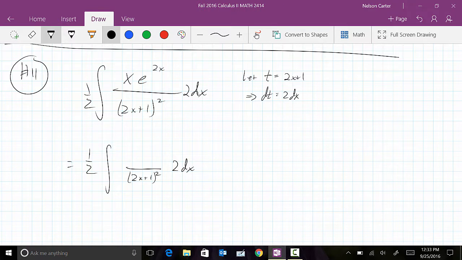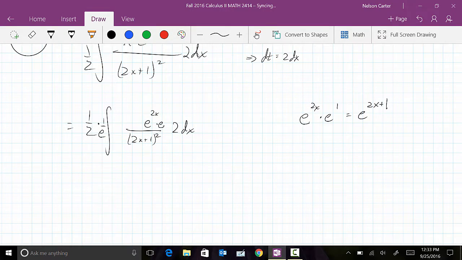Now the question is, what about the rest of this stuff? How am I going to do that? Because I've got an e to the power 2x. Well, I could multiply this by e, and then multiply this by 1 over e. You might see that and be like, what? Why are you doing that? Let me show you. e to the power 2x times e to the power 1 is the same thing as e to the power 2x plus 1. Oh, okay. And then that's the 2x plus 1, so it's going to become e to the power t. So that's that neat trick I was going to talk to you guys about. And again, you might not think it's neat, and that's fine. But I think it's neat.